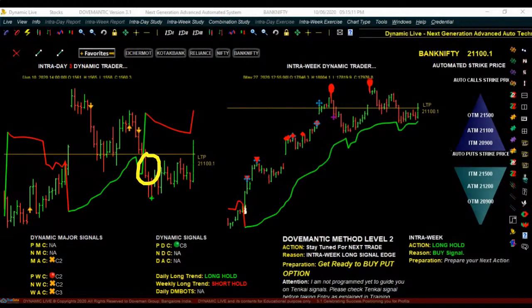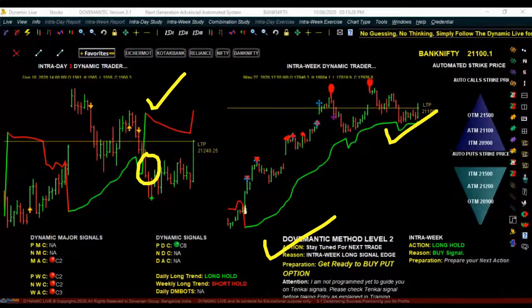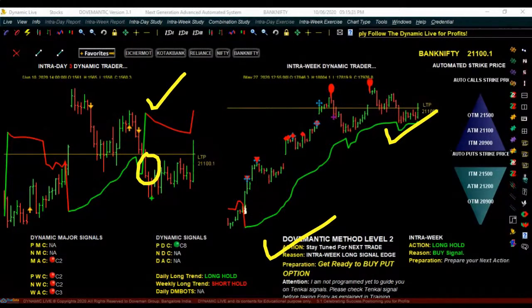Similarly, you can see this particular example at this point in time. It was very clearly written yesterday as buy put option now. So when it said buy put option now, we checked the intraday 3 long signal, it was red in color, so it is supporting. But then we checked the intra-week long signal, it was still green in color, so it is not supporting. So even if any one of the long signals is not supporting, then it means there is a mismatch.